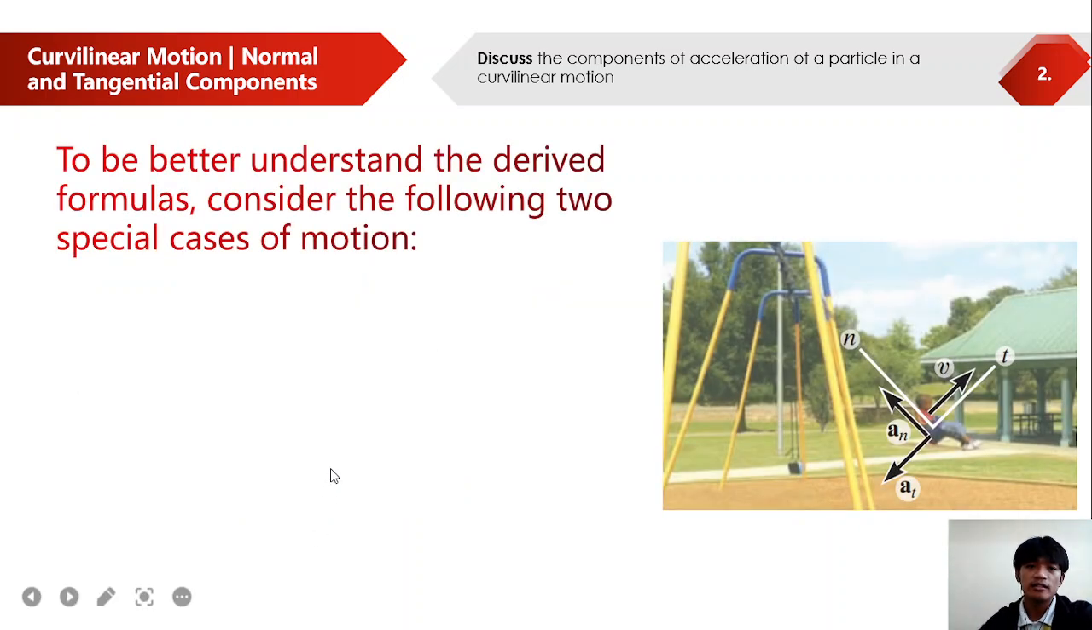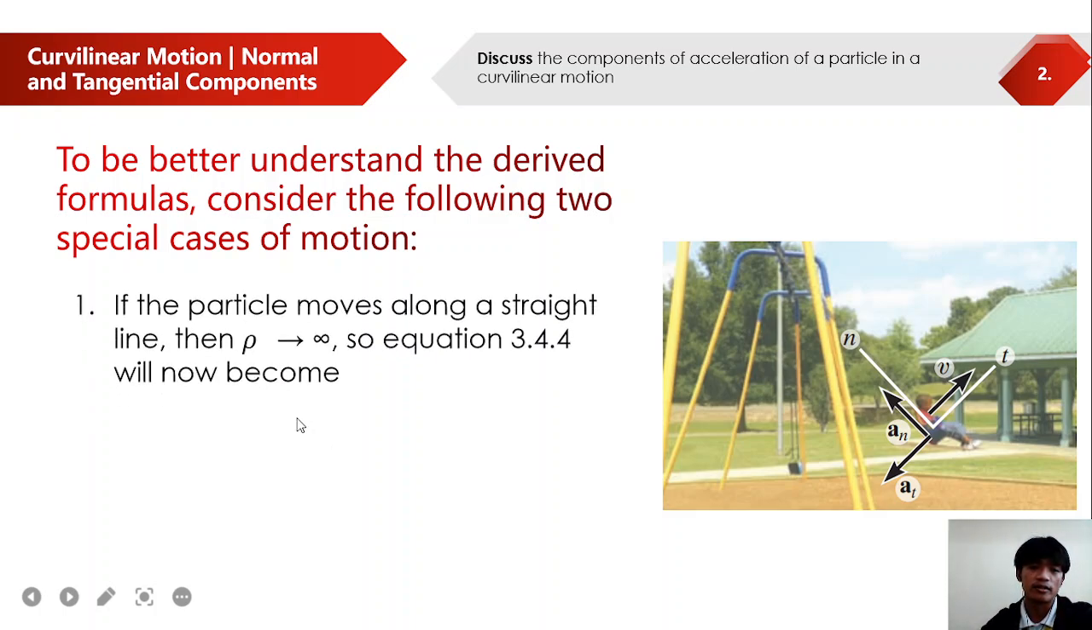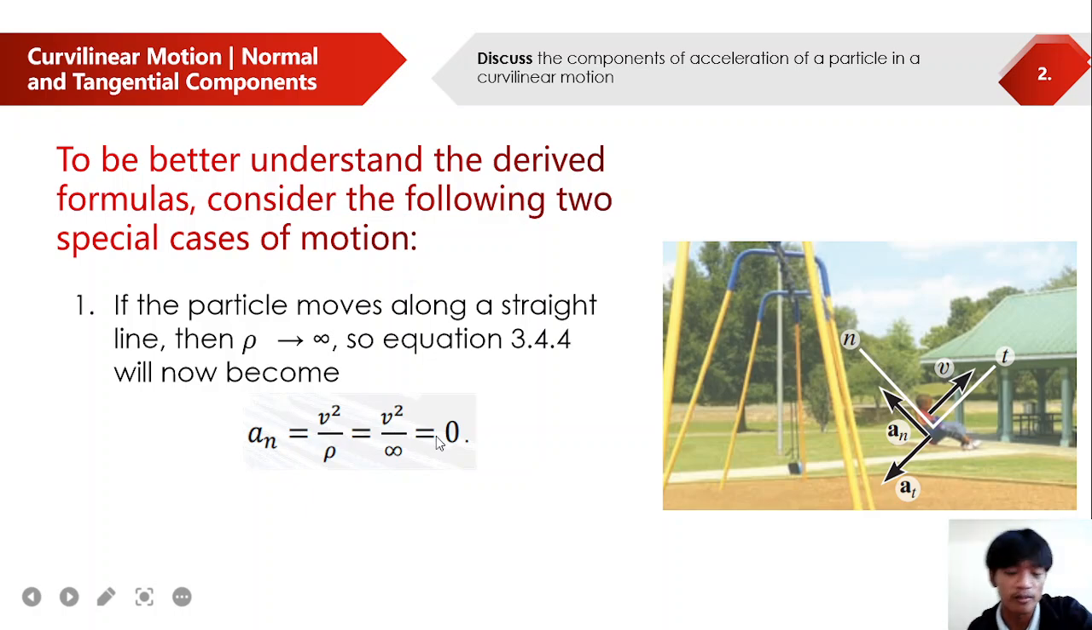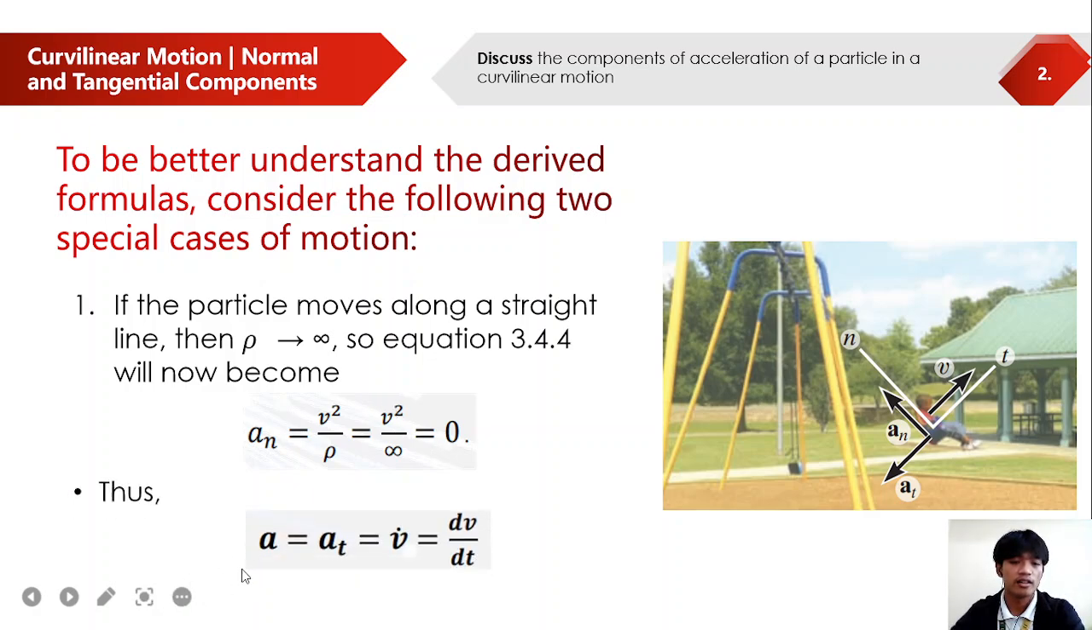So to better understand the derived formulas, consider the following two special cases of motion. Again, if the particle moves along a straight line, then rho approaches infinity. So equation 3.4.4 will now become 0. Kumbaga, wala na siyang normal component ng acceleration. Therefore, ang natira na lang is your tangential component. Thus, a is equals to a sub t is equals to dv over dt.